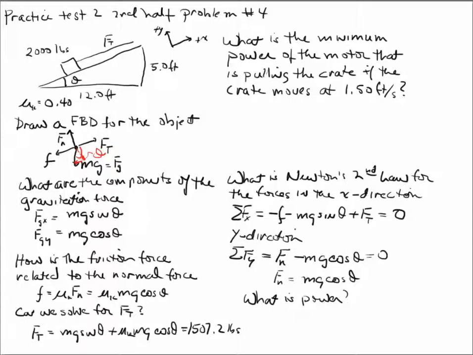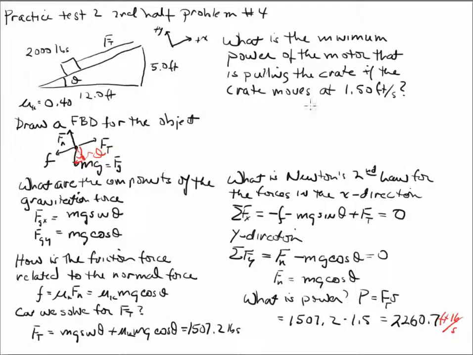What is the power? Of course, power is equal to force times velocity. In this case, it's going to be the force of tension times the velocity with which the block is being pulled, and that's going to be 1507.2 times 1.5 feet per second, and that gives 2260.7 pound-feet per second. And that is the end of the problem.